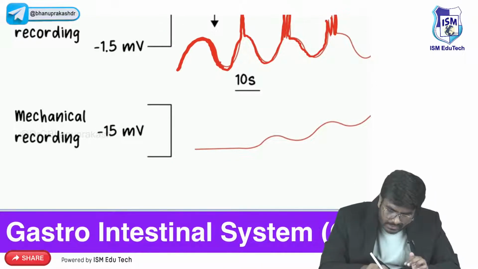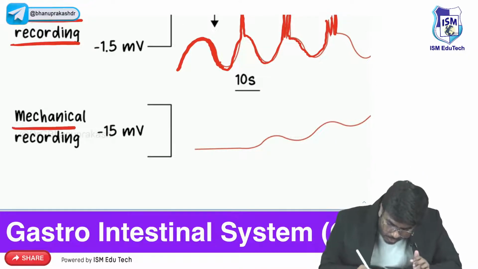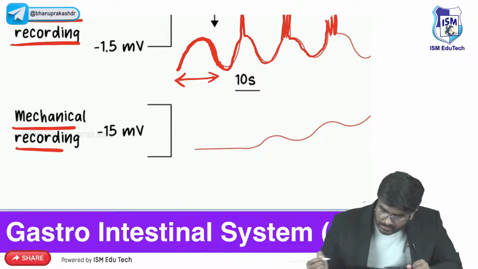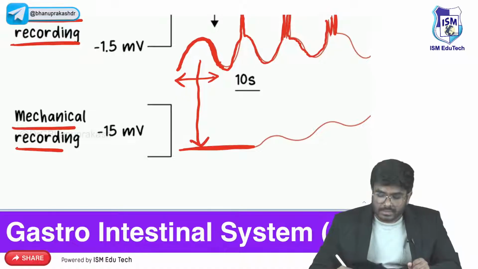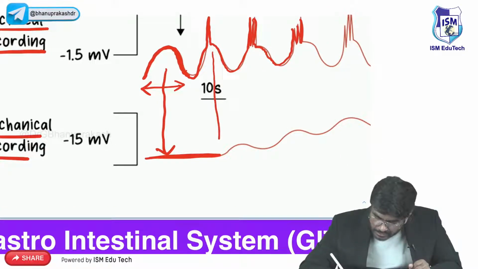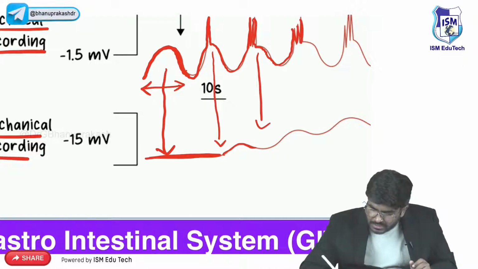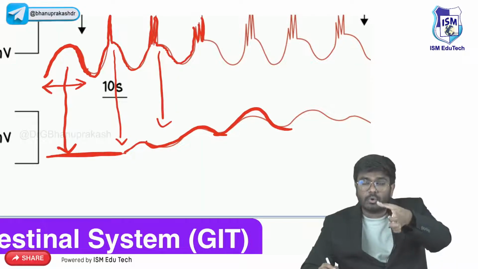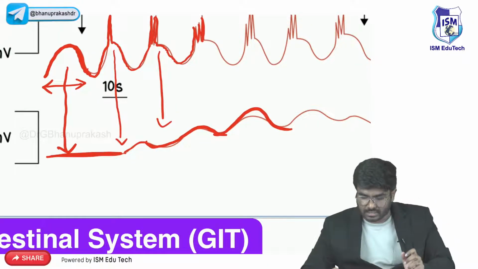Now look here. Here I am talking about the electrical recording, electrical fluctuation. But here I am talking about the mechanical recording, contraction. Whenever there is a basal electrical rhythm, there is no contraction in the GIT. But whenever spike potentials are coming, 1 spike potential, little contraction. 2 spike potentials, the strength of contractions is increasing. The more the number of action potentials, the more powerful the contractions.